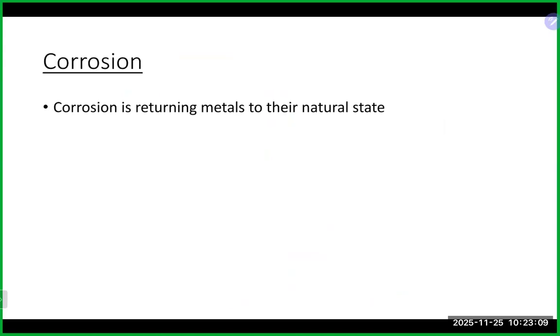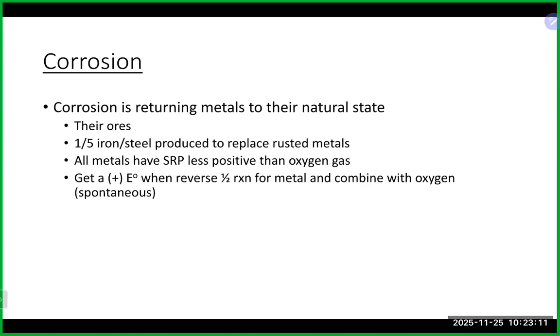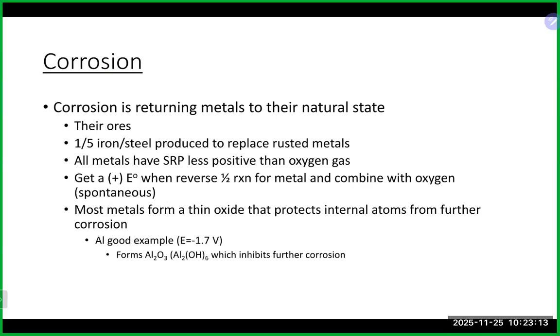All right, so let's talk a little about corrosion. And corrosion is really the returning of metals to their natural state. A fifth of steel production is to replace rusted metals. All metals that have an SRP, or standard reduction potential, less positive than oxygen are susceptible to going through corrosion.